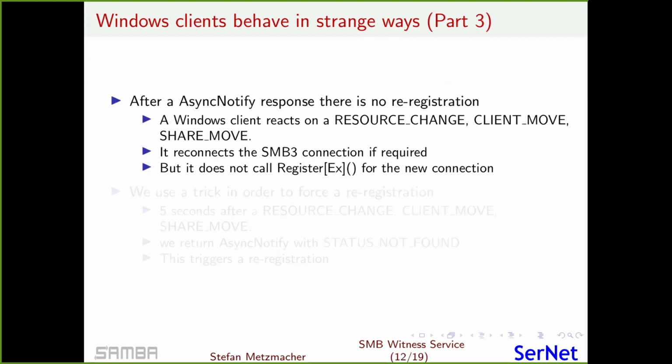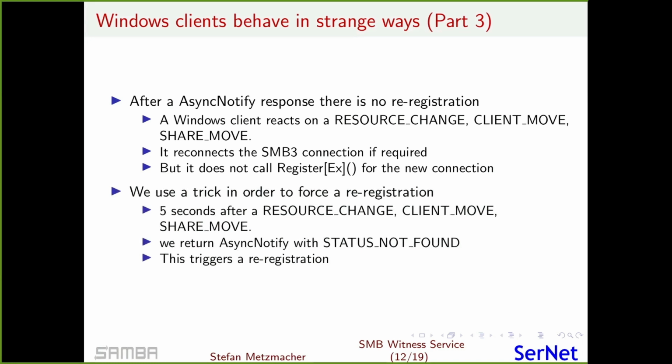So as said before, when I showed the captures, when the async notify response returns the resource change, client move, share move, or so on, a Windows client won't immediately re-register the new SMB connection with a witness service on a different node. And for that, I created the trick with the not found after 5 seconds. And that reliably caused the Windows client to register. And it makes it much easier if you look at the net witness list command, which I will show later, and see which IP and so on a client is really using, and not see this data from minutes ago or even hours ago.